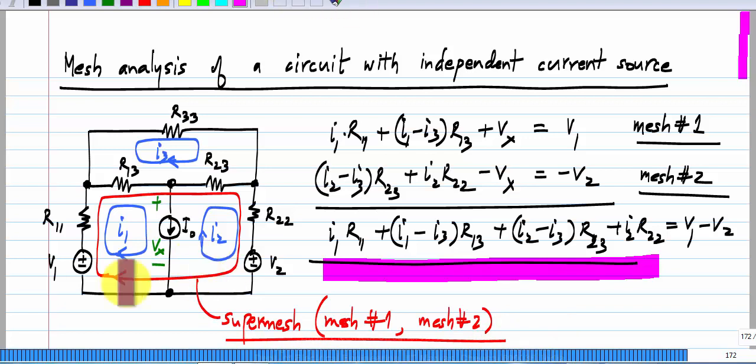So by forming a super mesh we can eliminate this problem of not knowing the voltage across this independent current source. This is like forming a super node to not worry about the current that is flowing through the independent voltage source in nodal analysis. Of course, by combining two mesh equations into one, we have lost one equation, but we now also know by applying Kirchhoff's current law here that I1 minus I2 equals I0.